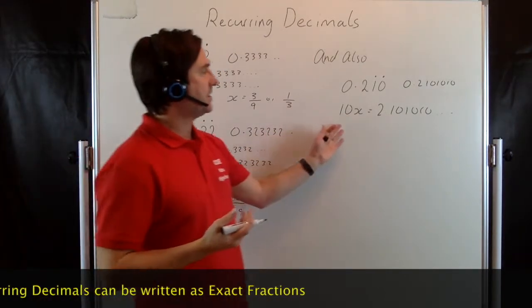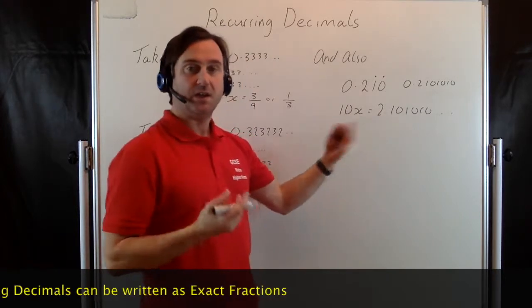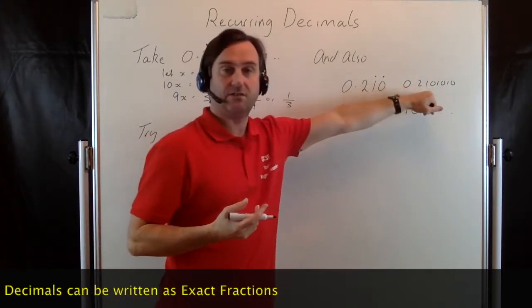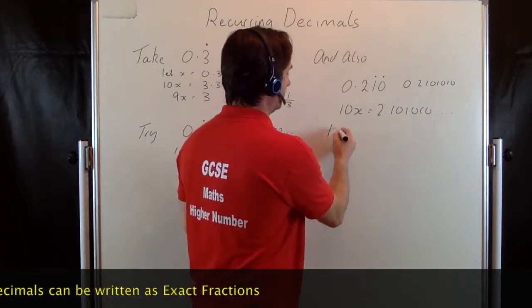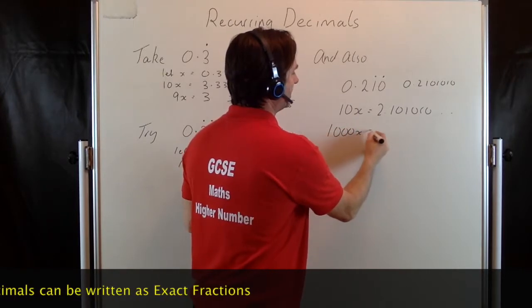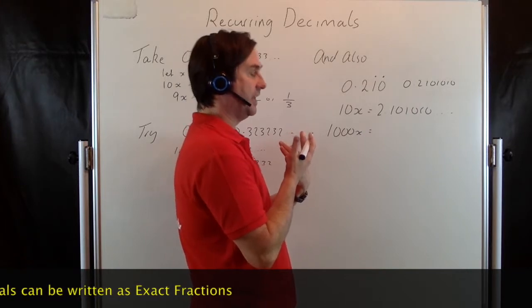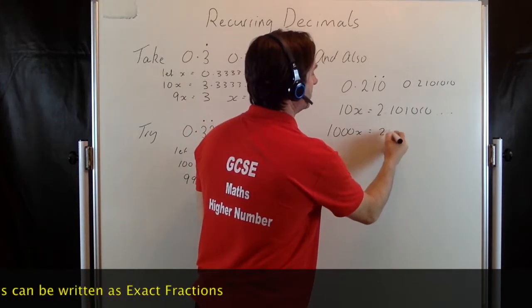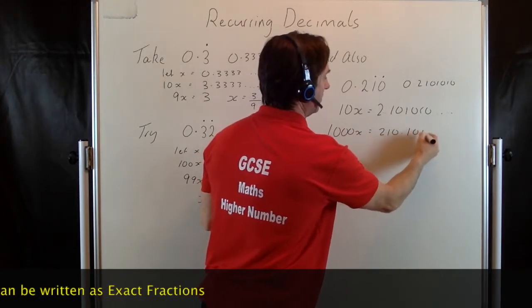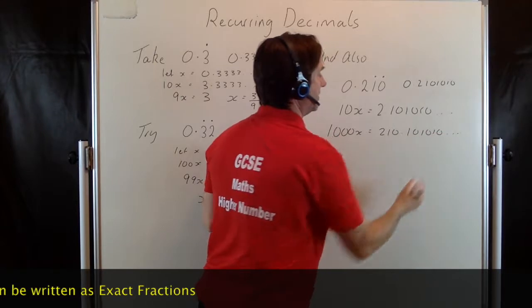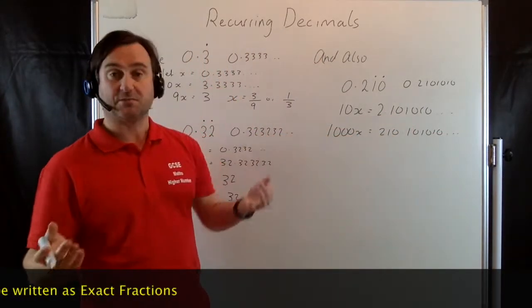Now I need to isolate the 0.10. If I now multiply this by 100, I get 21.0101, which is not the same as our 1010. So I'm going to have to multiply it by 1,000 to get where I want to be. If I multiply this by 1,000, I'm moving the digits 3 places to the left. So I'm going to get 210.101010, continuing on.